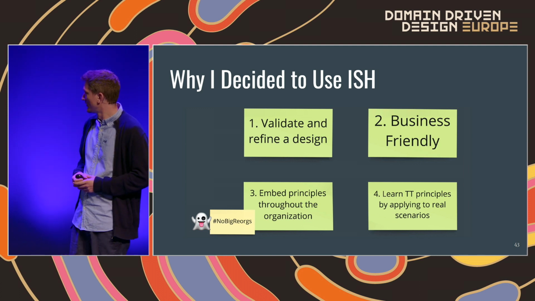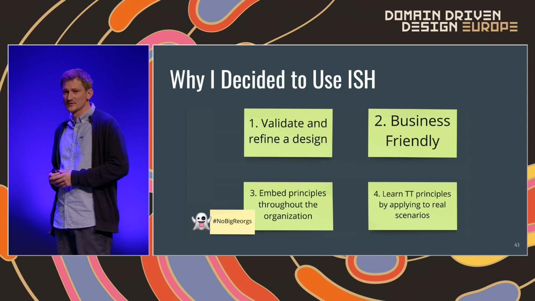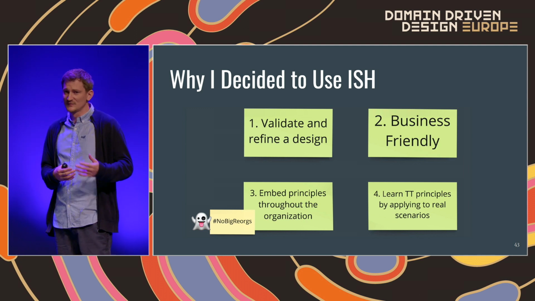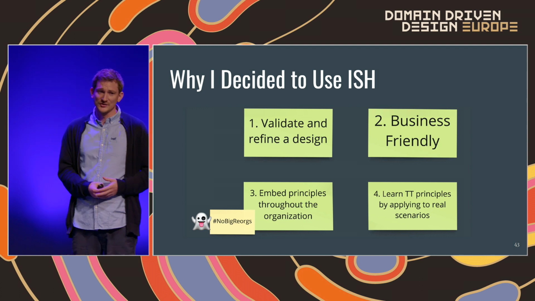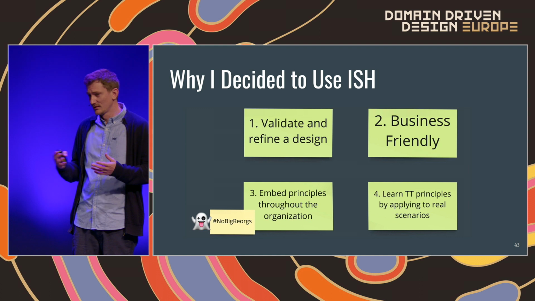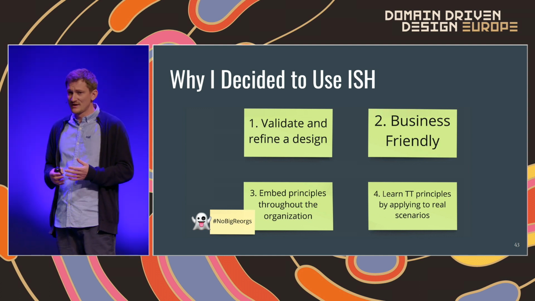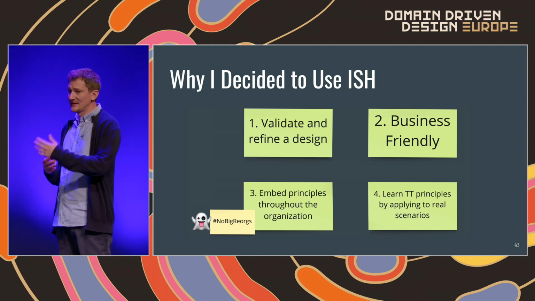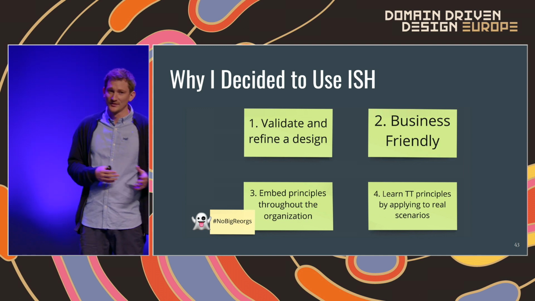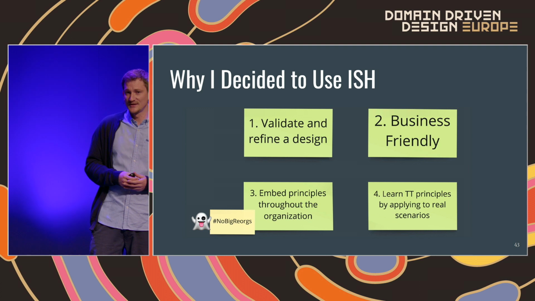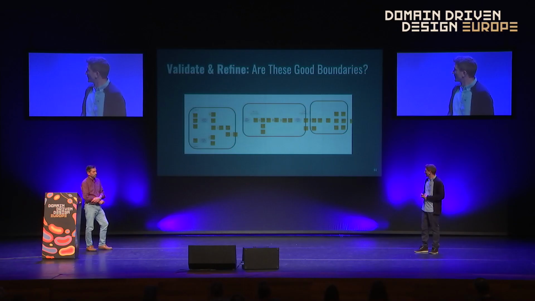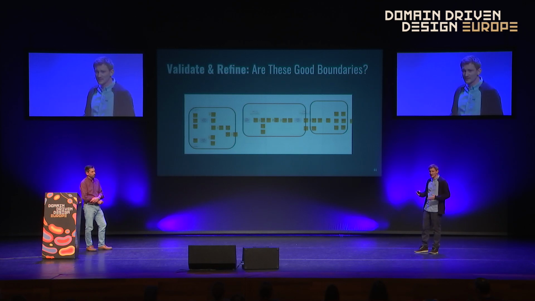Point 4, I found is quite useful sometimes to actually start with ISH, not go into Team Topologies in theory, just start with ISH. And as you go through these heuristics, you get opportunities to answer the question around dependencies, we can talk about different team interactions and how that has an impact on cognitive load. So it's a good opportunity to bring the concepts in from Team Topologies as you're applying them to a real situation. So when I talk about validate and refine, this is kind of what I have in mind.